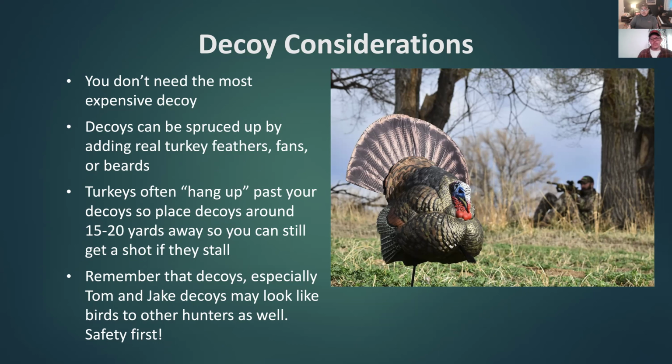So I want to have those decoys close enough to me that if he hangs up that distance, he's still within my effective range. If I have my decoys out at 30 yards and he hangs up 20 yards past my decoys, well, now he's at 50 yards and he's well outside my personal effective range with my equipment. So I want to keep those decoys nice and close. That way, if he does hang up, he's still going to be in my range.